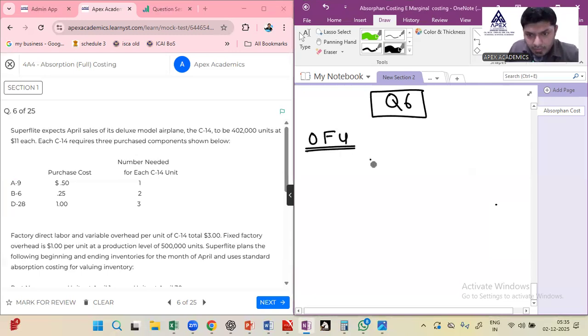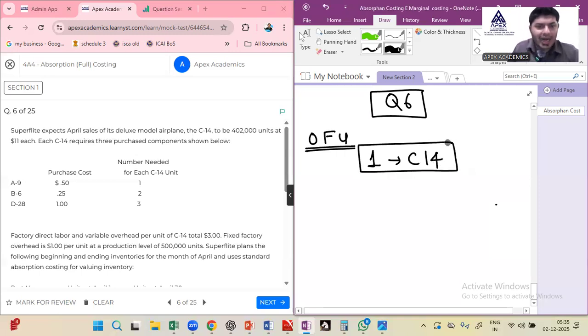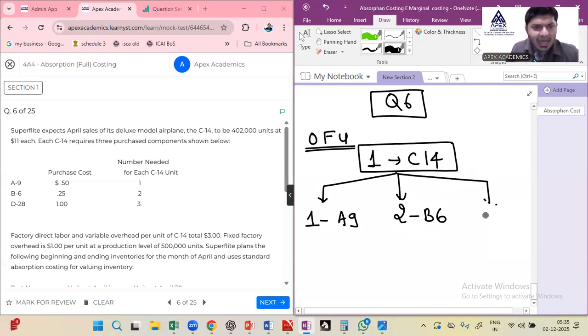This is for making 1 unit of C14. What do I require? I require 1 unit of A9, 2 units of B6, and 3 units of D28. Please try to understand this particular concept.